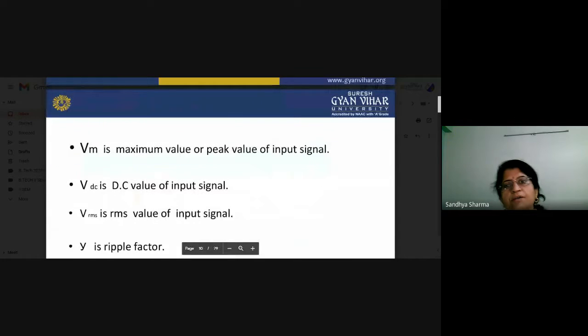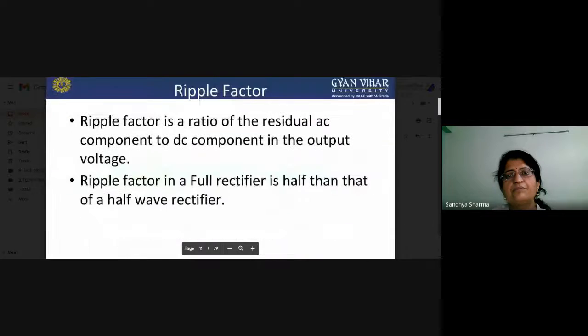Now, if we are talking about the half wave rectifier, what will happen there? We have to see what the maximum value of our signal is. So Vm is the maximum or peak value. Using the Vm, we can calculate the VDC, we can calculate the VRMS, and gamma is the ripple factor. So here we will see again how we can calculate the RMS value.